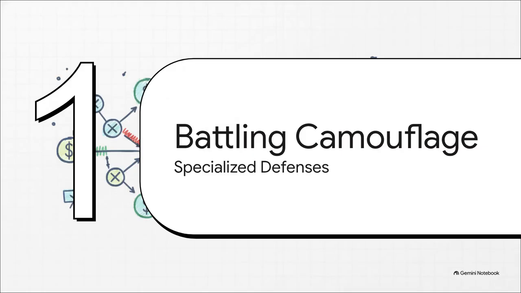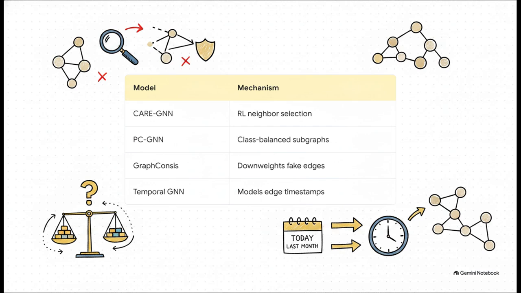That takes us to battling camouflage and imbalance using specialized fraud defenses. Because standard GNNs aren't quite enough against the pros, researchers have developed specialized architectures to fight back. Solutions like CareGNN actually use reinforcement learning to actively filter out camouflaged neighbors before they even have a chance to aggregate their data. Then there's GraphConsist, which measures relation-aware consistency, basically training the model to actively distrust edges that only look legitimate on the surface.